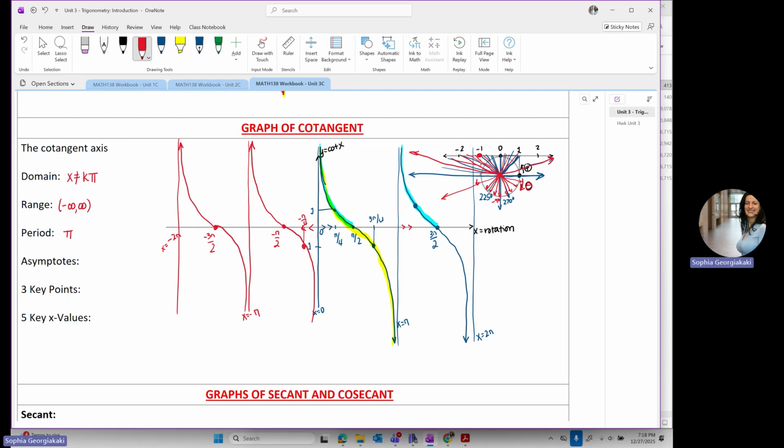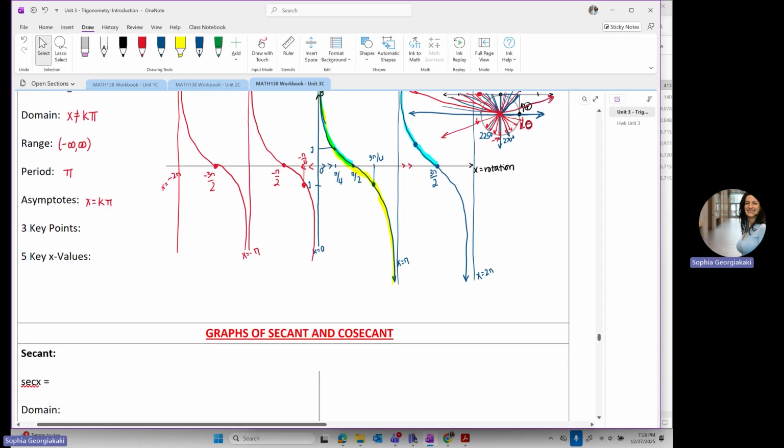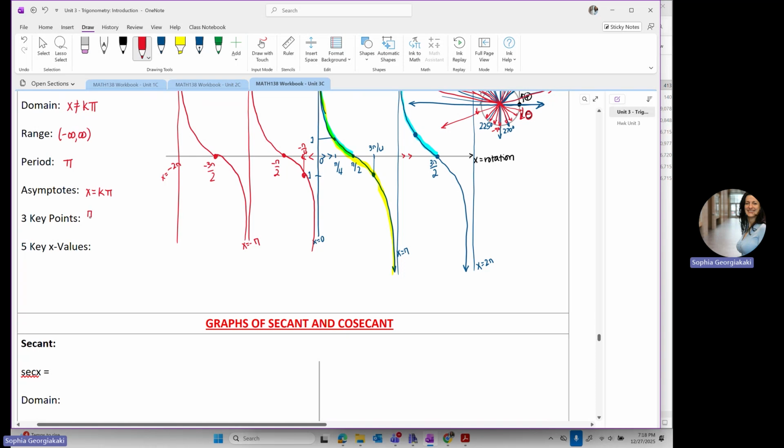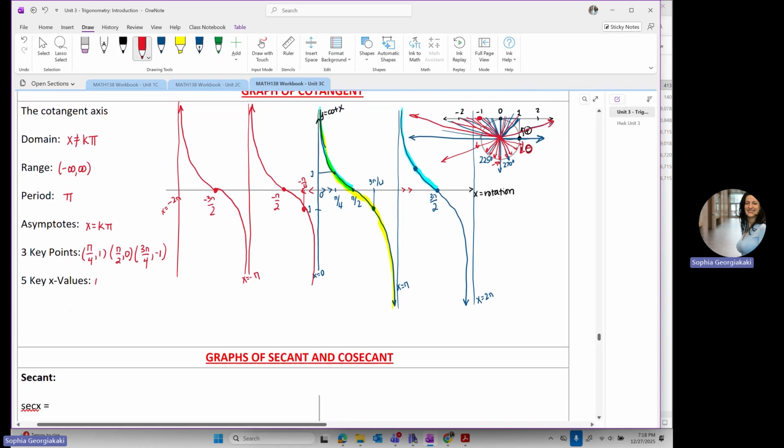The asymptotes are at multiples of pi. The three key points are pi quarters with 1 for the cotangent, pi halves with 0, that's an intercept, and 3 pi quarters with negative 1. But the 5 key values include the asymptotes. So we have 0, pi quarters, pi halves, 3 pi quarters, and pi. And they occur at quarters of the period of this function.